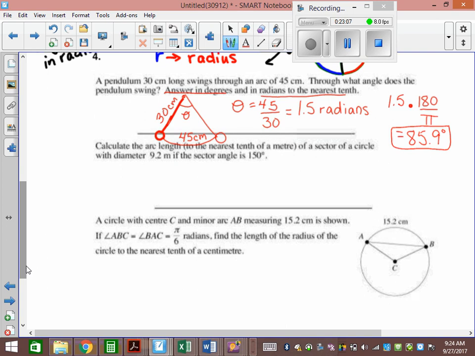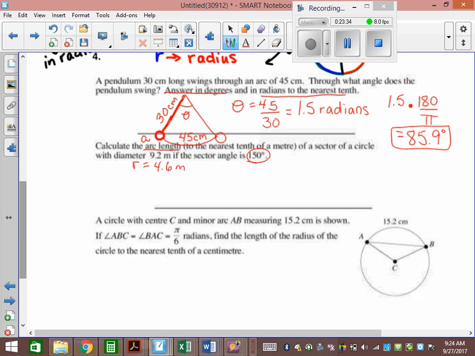Calculate the arc length to the nearest tenth of a meter. So we're trying to find the arc length. So we're trying to find A. Of a sector circle with diameter. Diameter just gives me what indirectly? Radius. So radius is half of that. So 9.2 meters divided by 2 is 4.6 meters. And the sector angle is 150.